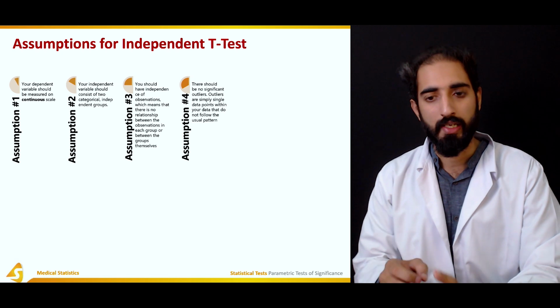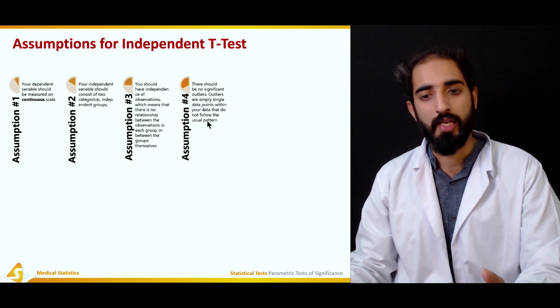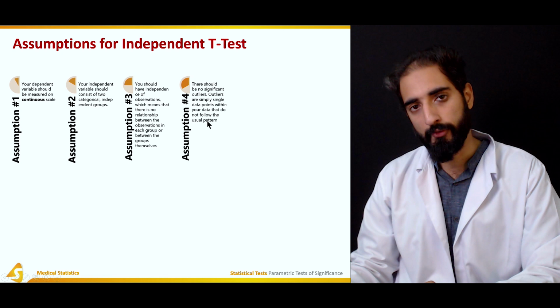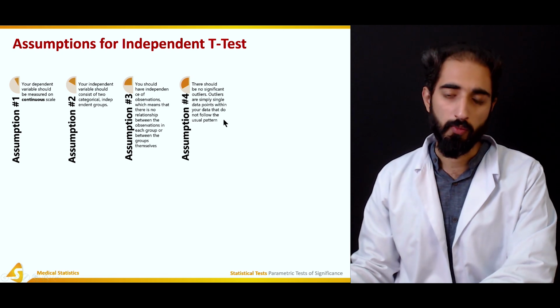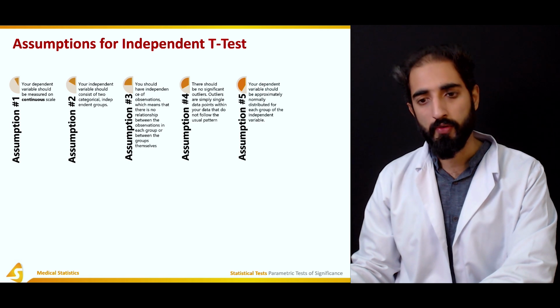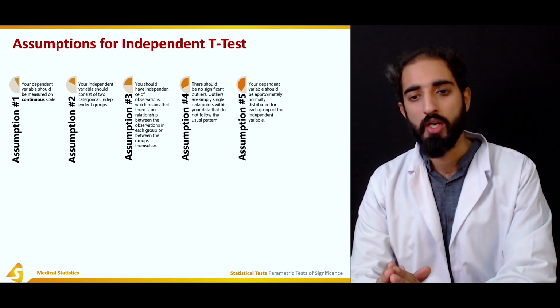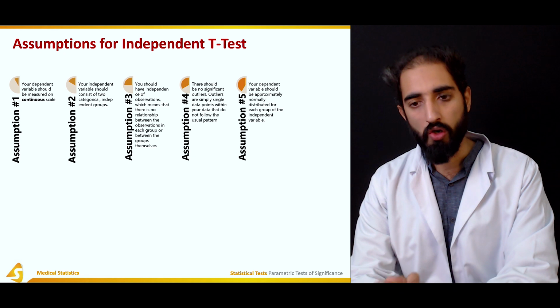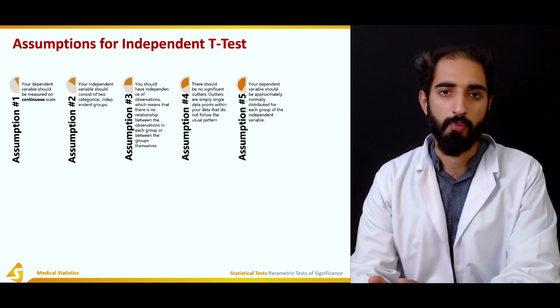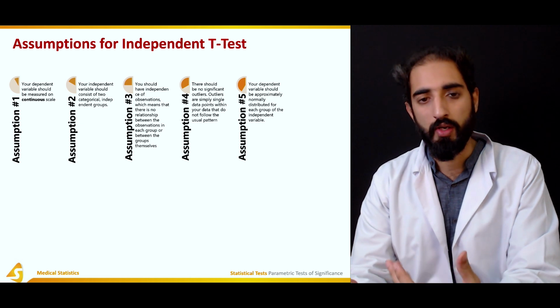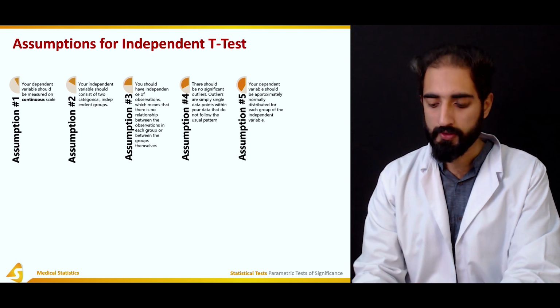They are simply single data points within your data that do not follow the usual pattern, and they can affect the analysis and the interpretation of results. Assumption number five is the dependent variable should be approximately normally distributed for each group of the independent variable, because that is a very important assumption for all the parametric tests.